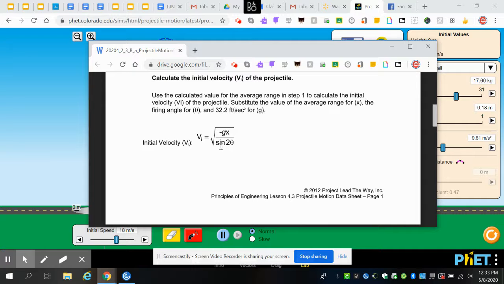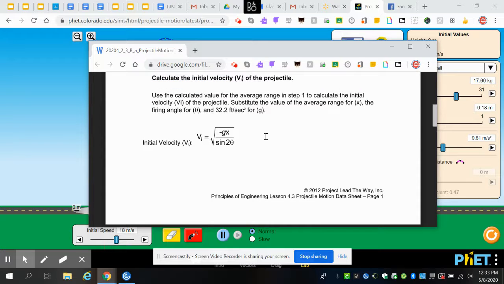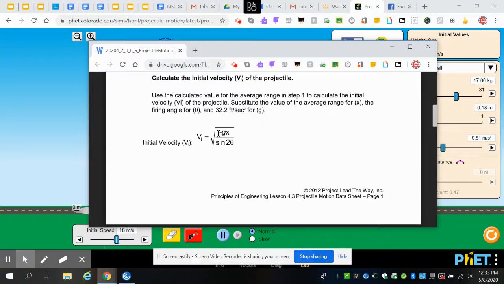Hopefully you have a graphing calculator at home. If not, there's some online ones. And you will calculate this initial velocity. Please show your work right here, and you'll get the initial velocity with this equation.